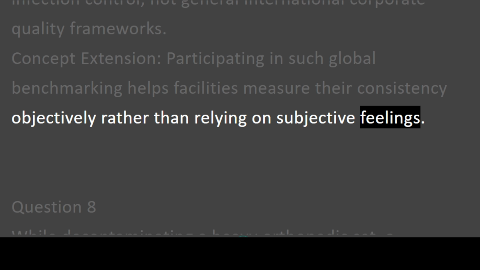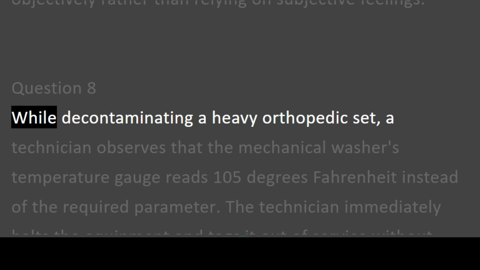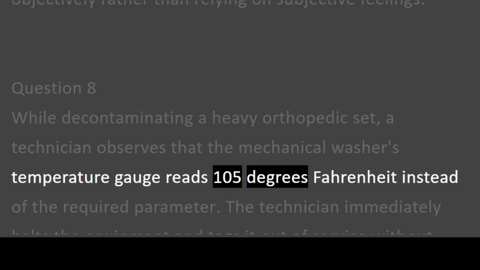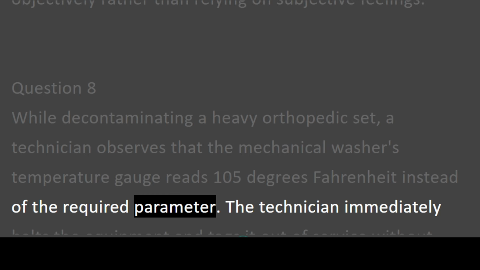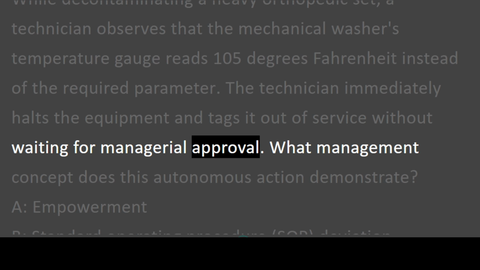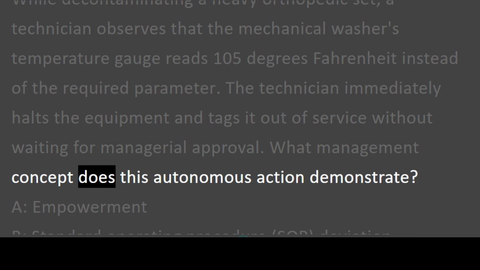Question 8. While decontaminating a heavy orthopedic set, a technician observes that the mechanical washer's temperature gauge reads 105 degrees Fahrenheit instead of the required parameter. The technician immediately halts the equipment and tags it out of service without waiting for managerial approval. What management concept does this autonomous action demonstrate?